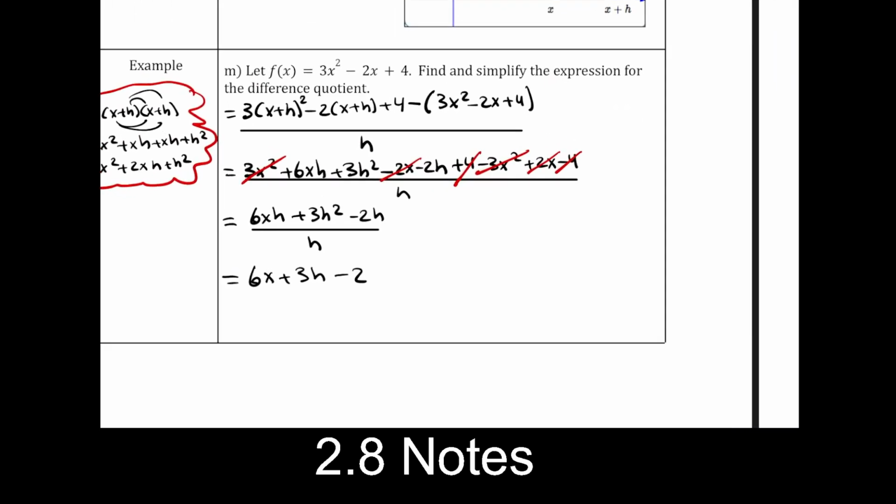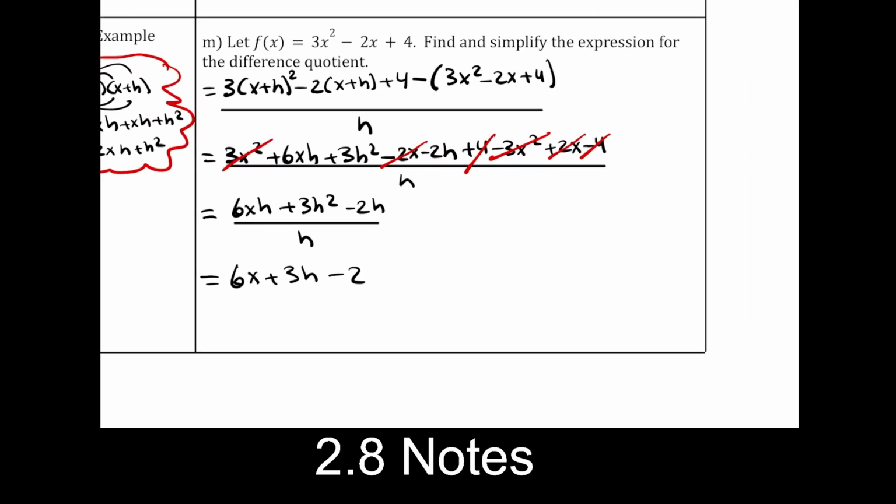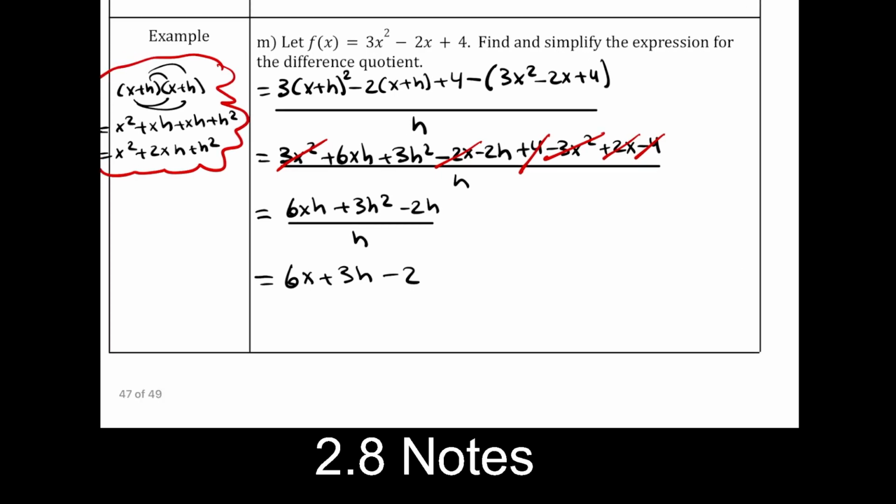That is the slope of the secant line. As you change that h value, that is your slope. 6x plus 3h minus 2. Lots of fun. Really enjoy those problems. It's a lot of work. So make sure you practice these, the ones in your homework. Make sure you do them. This is worth doing, I promise you.